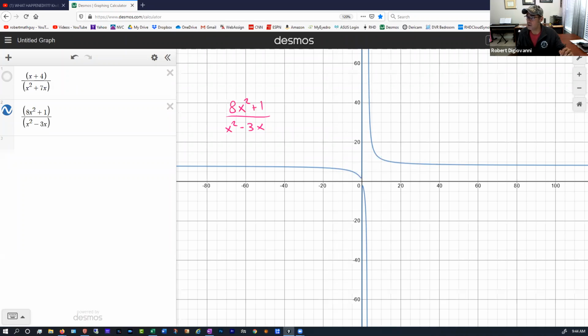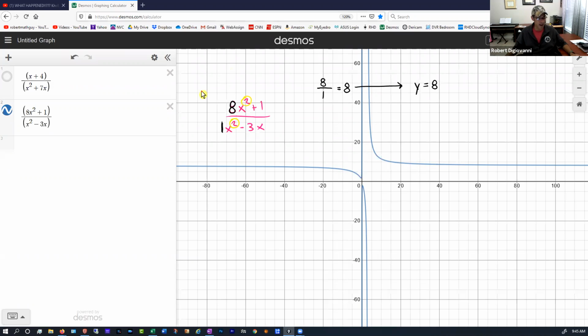So if we compare, the degree of the numerator is 2. The degree of the denominator is also 2. Since they're the same, what we do is we look at the leading coefficient. So the leading coefficient of the numerator is 8. So we write that number down, 8. And we divide that by the leading coefficient of the denominator, which is the number in front of x squared there, which is 1. And that means 8 is our horizontal asymptote. When we say 8, what we really mean is it's a line, y equals 8. So remember, if I have a line that's y equals a number, it's a horizontal line.